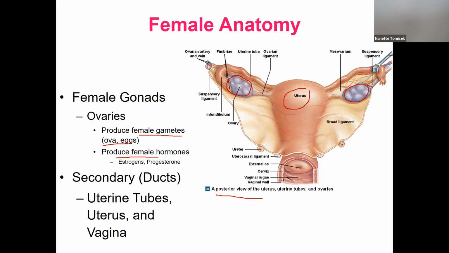Again, we just get a slightly different view of our secondary structures, our ducts. We can see our uterine tubes, they're paired. You can see our uterus, our cervix, and then the vagina is really cut off in this particular view, so we can only see the top third of it.